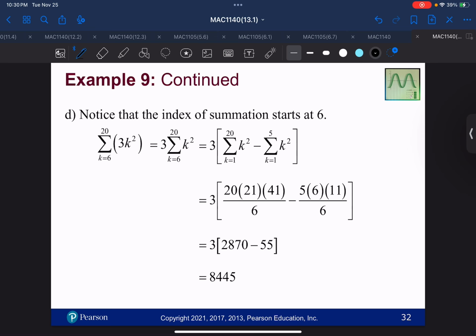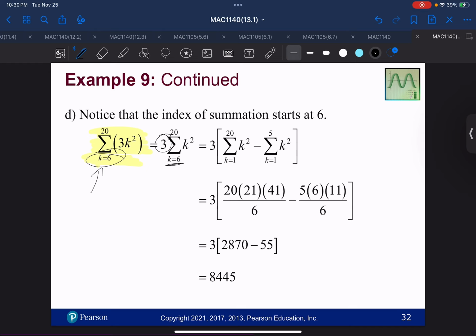Okay, and the last one has the summation of 3k squared starting at k equals 6, so this is new, and ending at 20. So to do this, first of all, I can pull out the 3, because that's a constant. And then I would want to separate this summation into two summations so I can get k to start at 1 in order to use my formulas. Because I can't use my formulas if k is not starting at 1. They only work if k starts at 1.